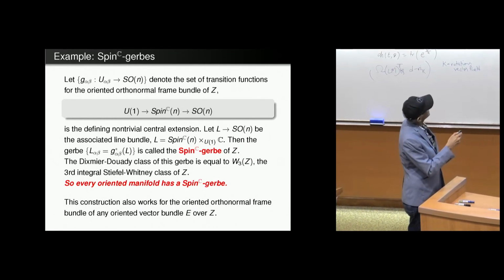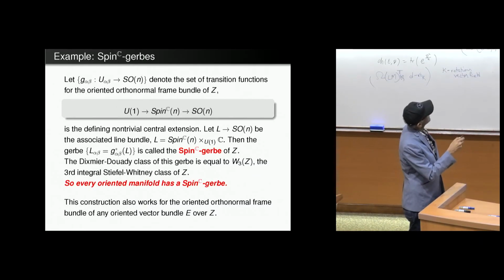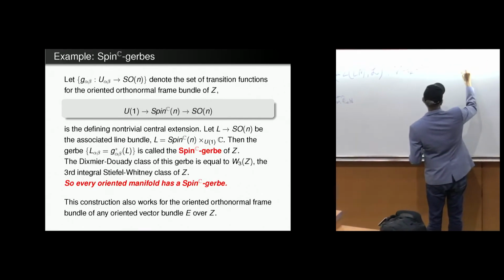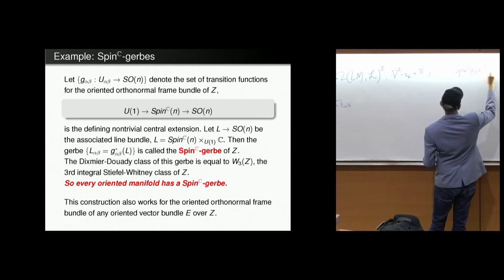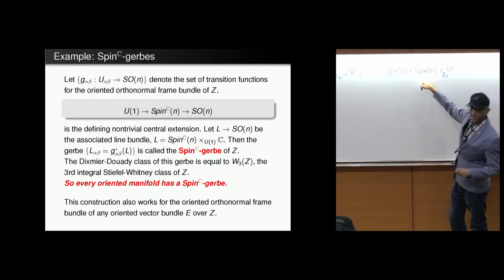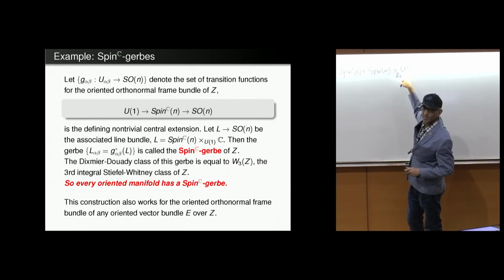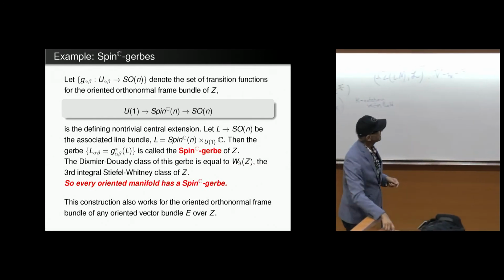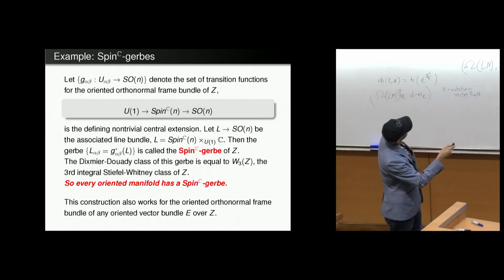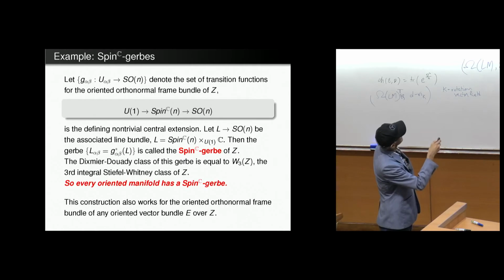So also note that spin C is a U1 central extension of SO(N). So spin C, maybe I should write it, yeah. So spin C is just spin cross U1 mod Z2. So Z2 acts on spin by plus minus the identity, and it acts on U1 by plus minus 1, right? So it's the quotient of spin cross U1. So, sorry, let L be the associated line bundle of this principal circle bundle over SO(N). So L is just given explicitly by this. Then the pullback under the transition functions of L is exactly the gerb, which is called the spin C gerb.